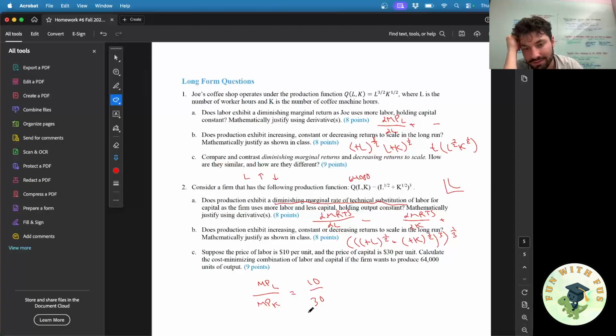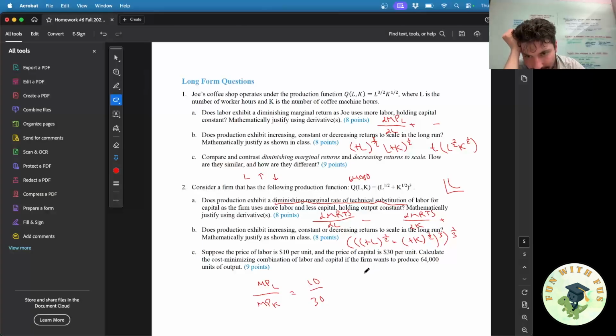You should get a K or an L or something, and then you can plug that back into the demand function that you solved for, and then you'll get the quantity of both of the goods. Then you just plug those in to the prices and you'll get your total cost. Oh wait, no, it's not even asking us for the cost, it's just asking us for the combination of labor.